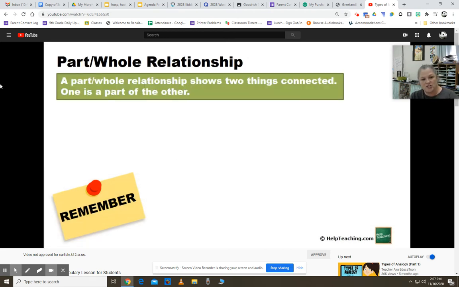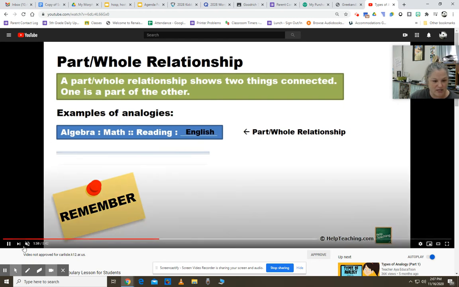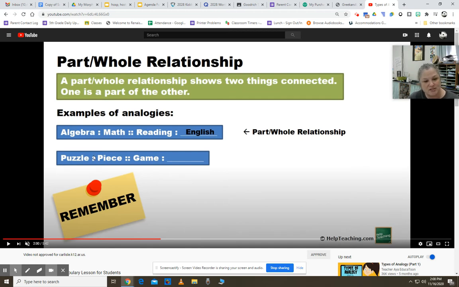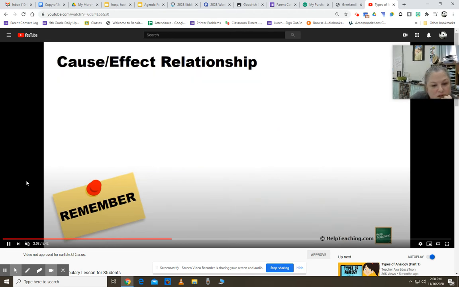Let's talk about a part to whole relationship. A part-whole relationship shows two things connected, where one is part of another. So algebra is to math as reading is to English. Algebra is a part of math and reading is a part of your English class. Puzzle is to piece as game is to. A puzzle is the whole, the piece is the part; game is the whole, board is the part.